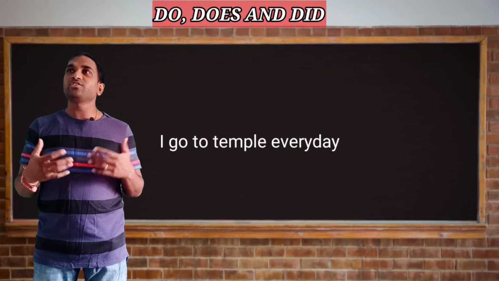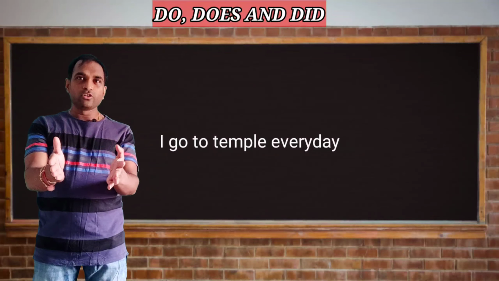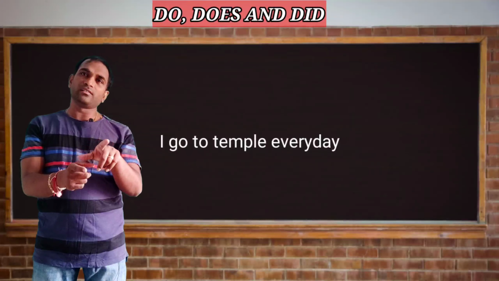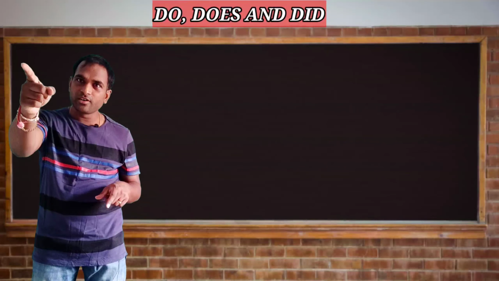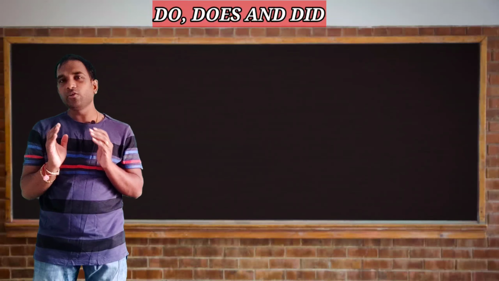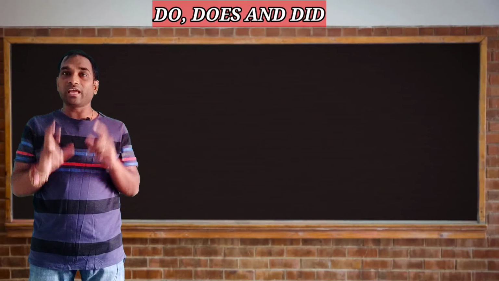We make questions using helping verbs. Let us see some examples here. Are you going to temple? Are you writing now? Is he a boy or a girl? Do you know Sachin Tendulkar? Here do, are, is, all these are helping verbs. Without helping verbs, we cannot make questions.